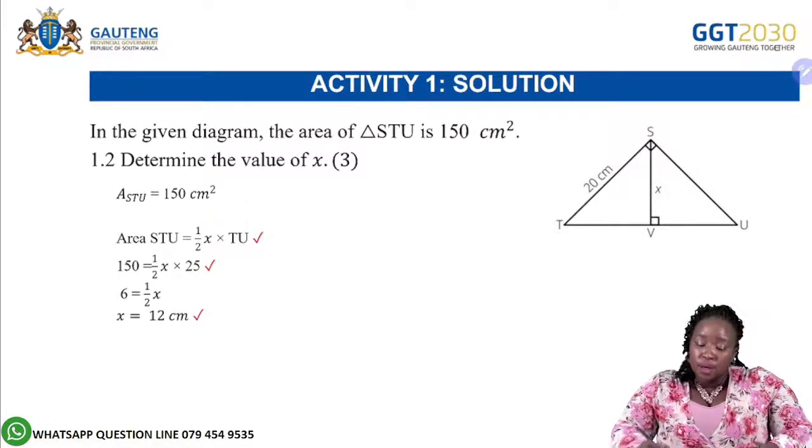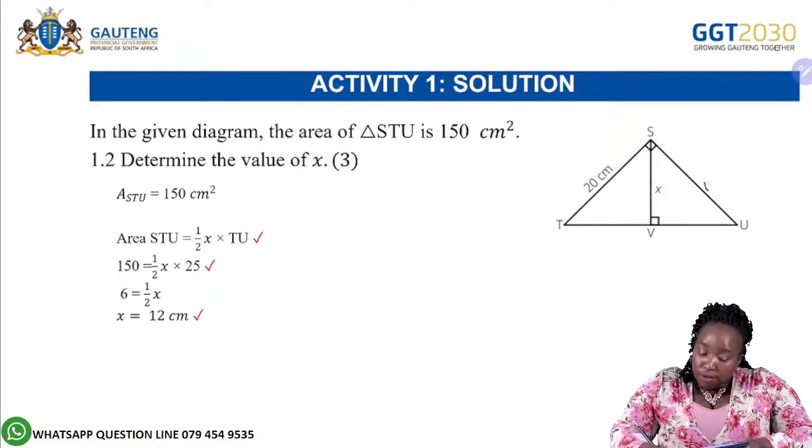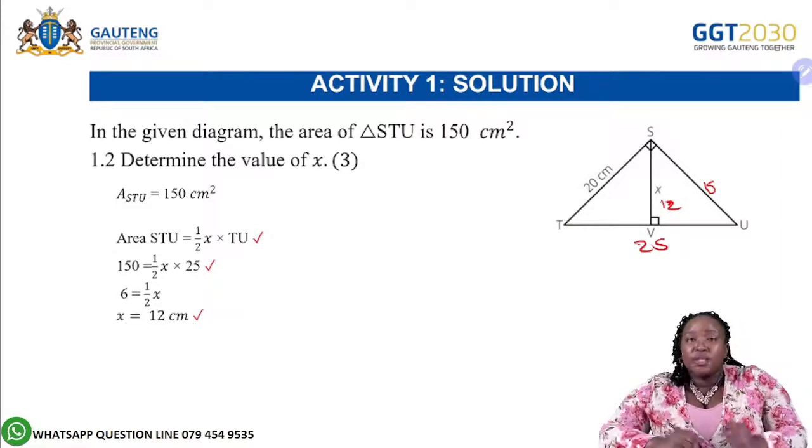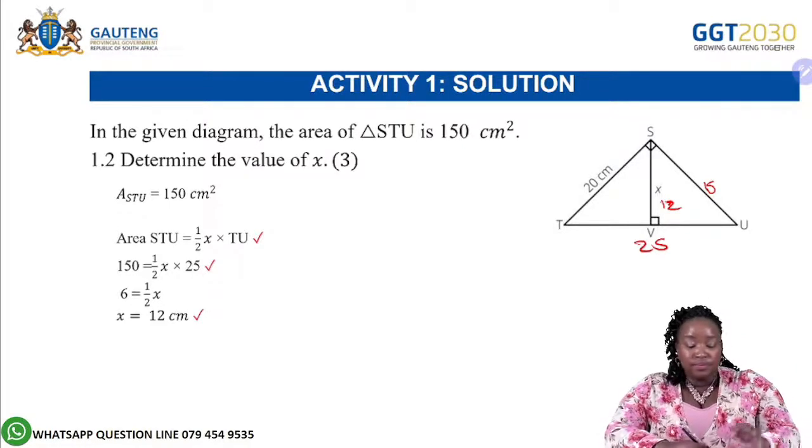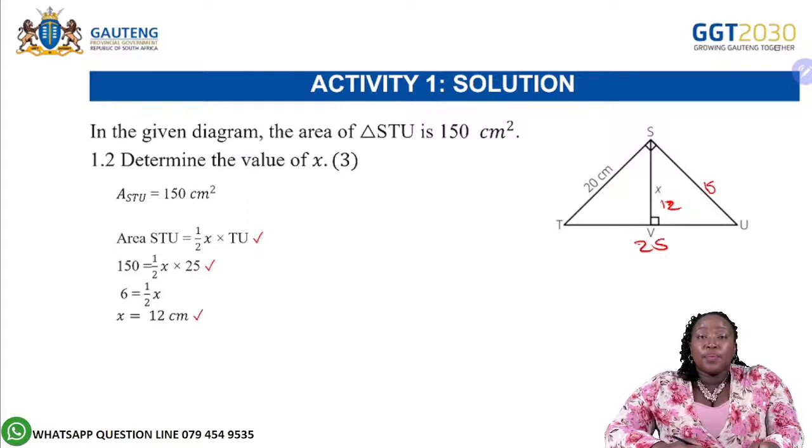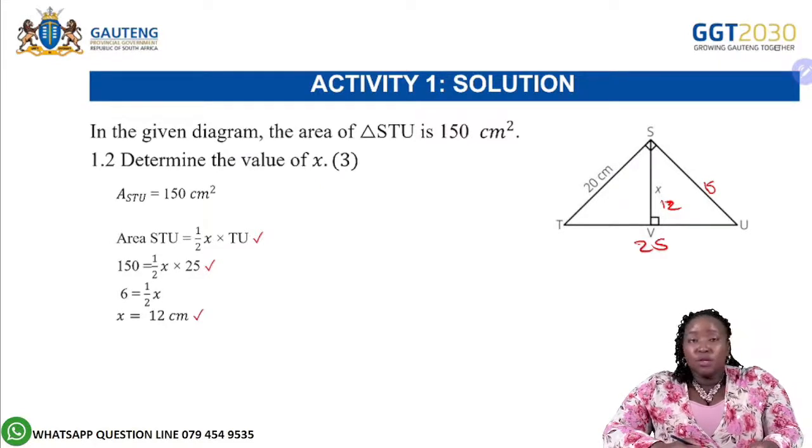All right, so far we have 15 there, we have 25, and we have 12. So we have actually found all the dimensions of this triangle. Okay, so I'll just give you 1 minute to quickly do these corrections, and then we are going to move on to the next question.